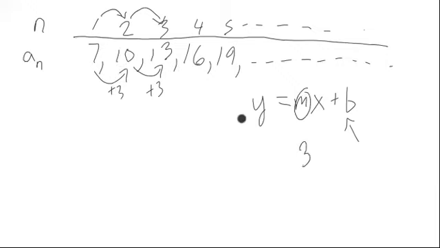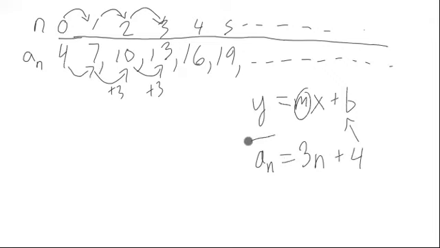We can replace our X with N, our Y with A sub N, and our intercept, well, we have to know what it would be when N is 0. So we just go backwards. We're adding 3 every time, so we go back to 4. So then we would know our intercept would be 4. So A sub N is equal to 3N plus 4, would be a formula for our sequence. So N is an ordinal position, we plug it in and we get this out.